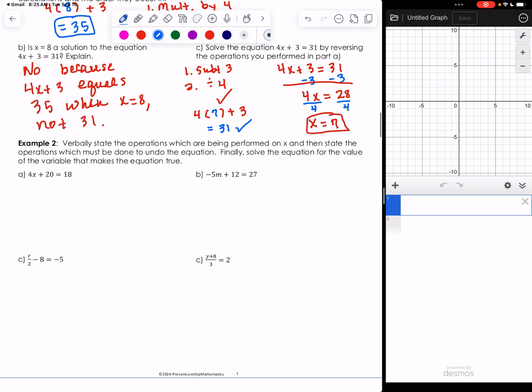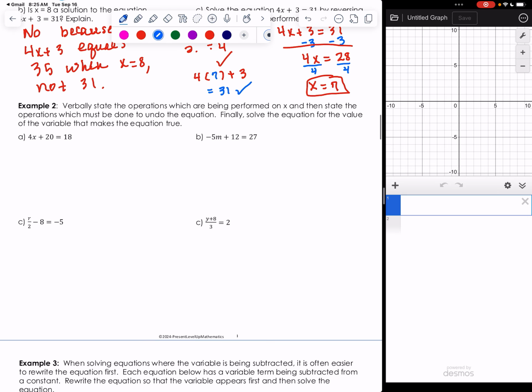So 7 would give us the value of 31 that we were wanting. All right, example 2. Verbally state the operations which are being performed on x, and then state the operations which must be done to undo the equation. Finally, solve the equation for the value of the variable that makes the equation true. So in problem A, we have 4x plus 20 is equal to 18. So what operations are being performed on x? Well, they're multiplying it by 4 and then adding 20. So if I reverse that, I would have to say subtract 20 and then divide by 4.